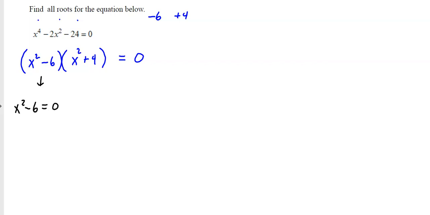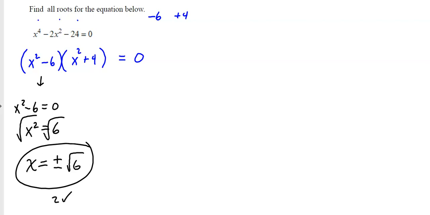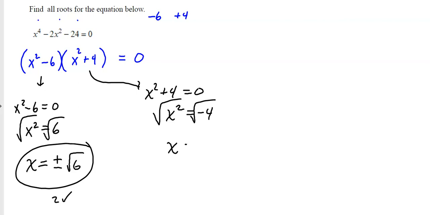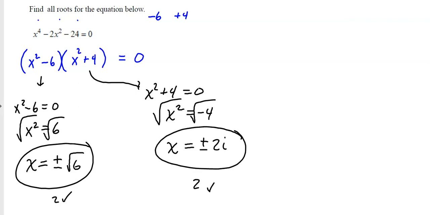So when is x squared minus 6 zero? Well, it's 0 when x equals plus or minus radical 6. So that gives me 2 roots right there. Then I have to do this side. When is x squared plus 4 equals 0? Here's where I run into an issue, because I get x squared equals a negative, and when I take the square root, it's going to give me imaginaries. It's going to give me positive or negative 2i. So here are my other 2 roots. So I have 2 complex roots, imaginary numbers, and then I have 2 irrational roots.